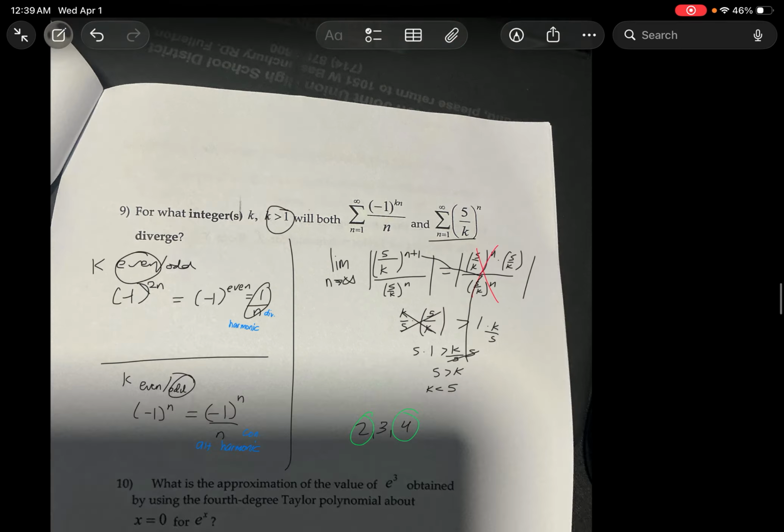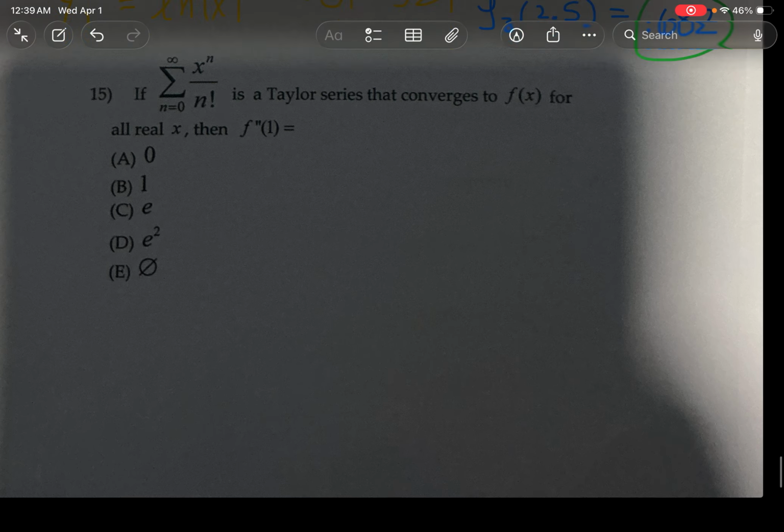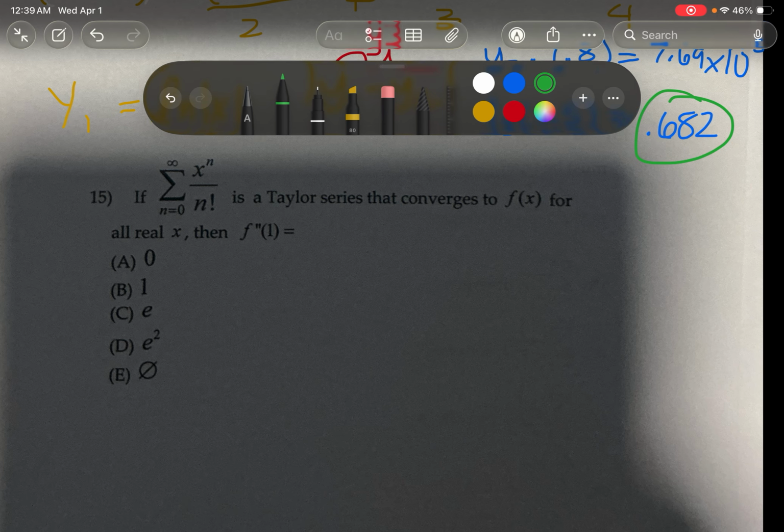Moving on to question number 15. If this series is a Taylor series that converges to f of x for all real x, then f double prime of 1. So we have a factorial here, and the only functions that have factorials are e to the x and your cosine and sine functions. The arctangent does not, so that is out of the picture. We are going to move on to this.